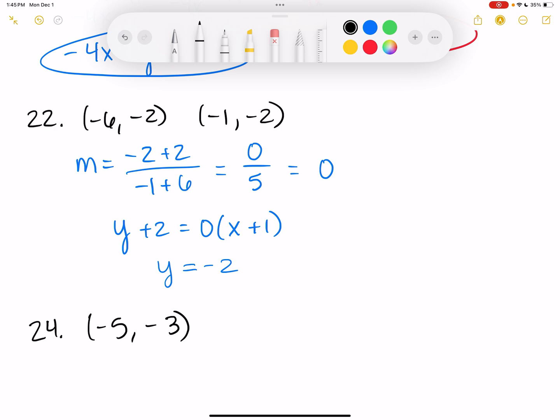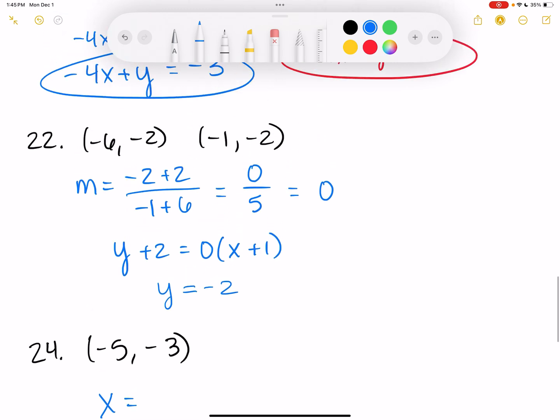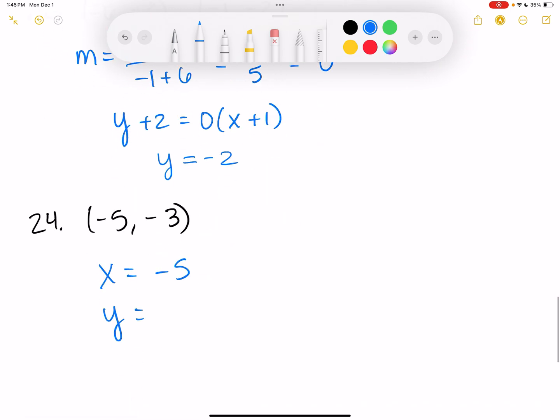All right, negative 5, negative 3. So horizontal line goes through y, vertical line goes through x, so x equals negative 5, y equals negative 3. It's that easy. That's all you have to do. Wait, really? On those ones, yeah.